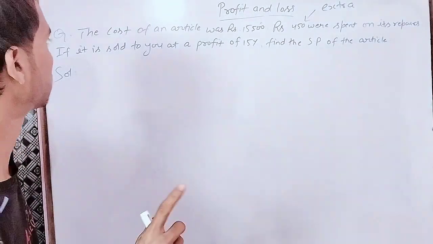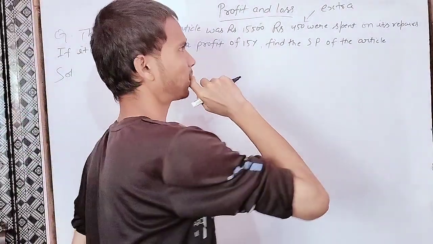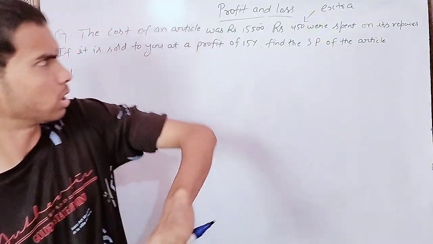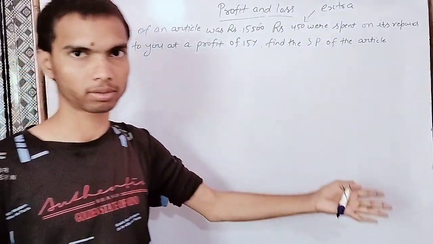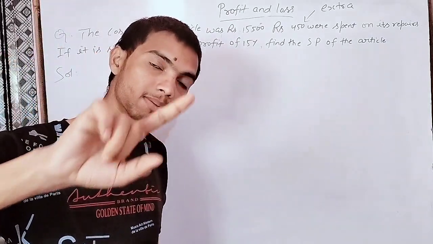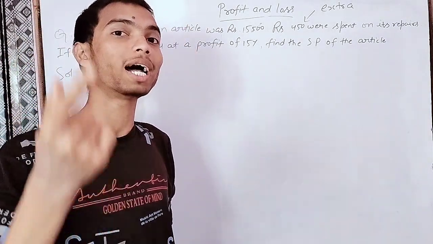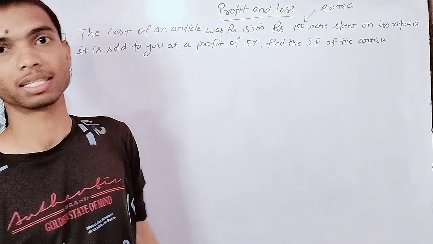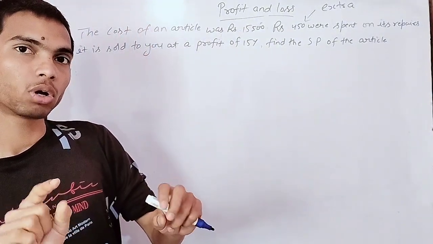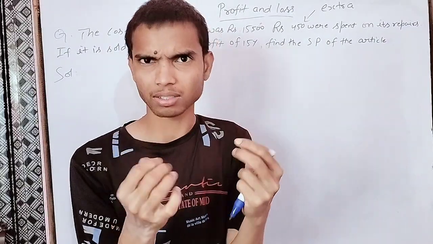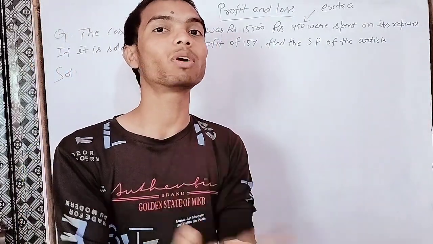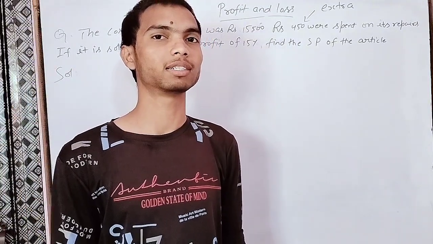Yeah, here. Okay, we can say this is 15,950. 15,950 is a selling price, but it is being sold to you at a profit of 15%. This is my point. So at 15% profit, the article is being sold to you. Then what will be the selling price of the article?